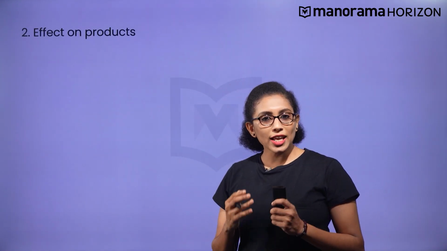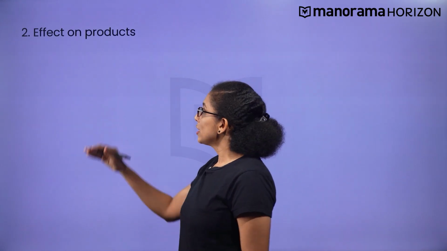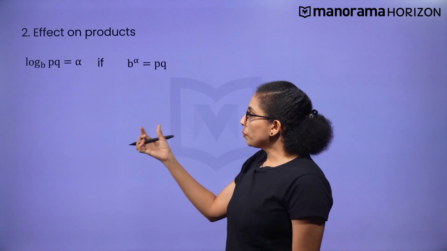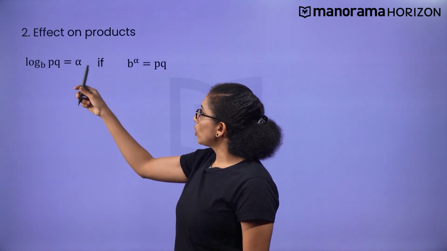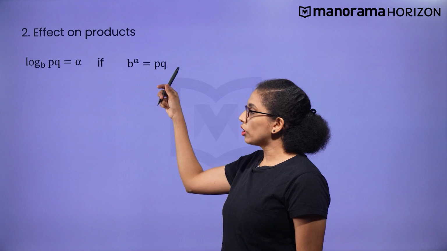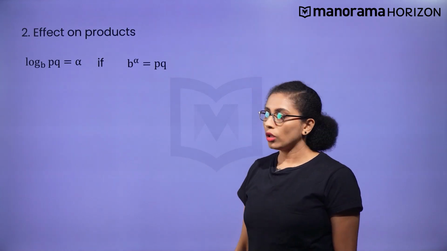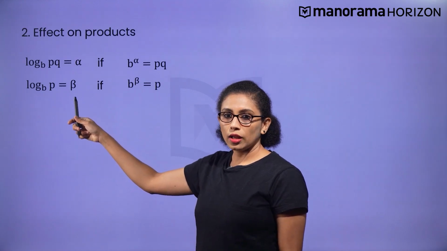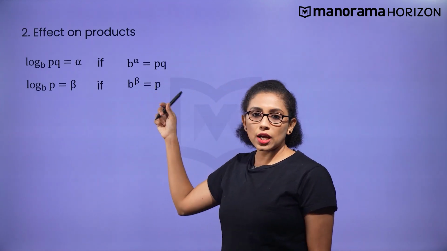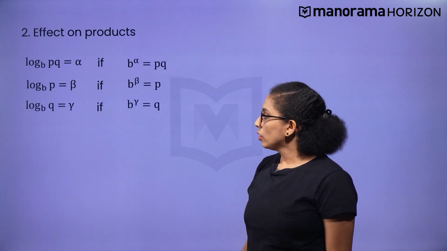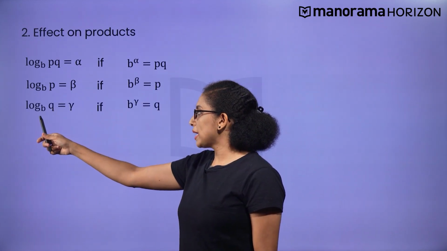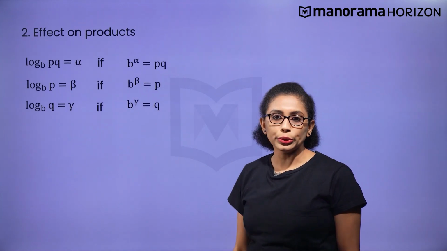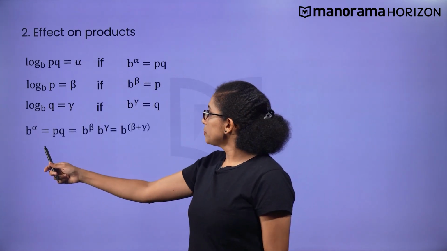And now the next property of the log function is its effect on products. That is, log pq to the base b is equal to alpha if b raised to alpha is equal to pq. Now, log p to the base b is equal to beta if b raised to beta is equal to p. Now, log q to the base b is equal to gamma if b raised to gamma is equal to q. Now, what is b raised to alpha?